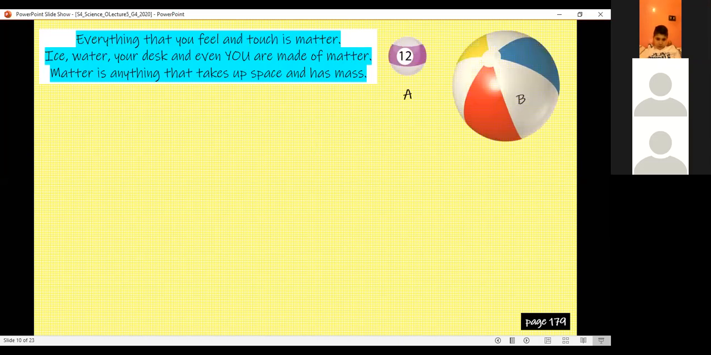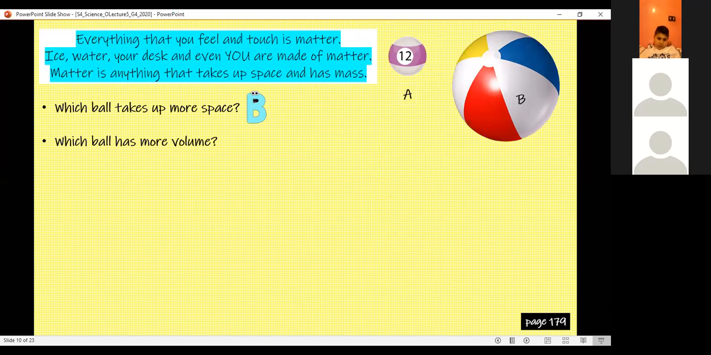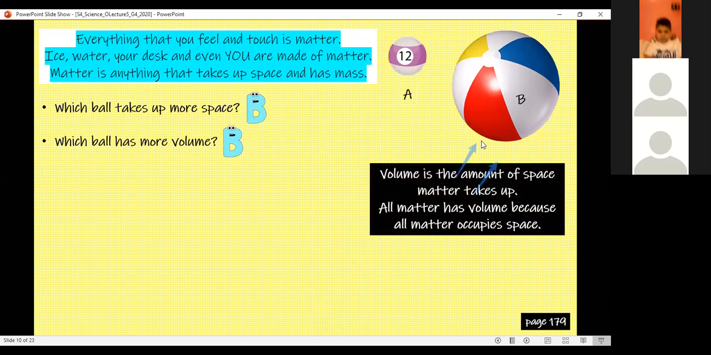Take a look at these two balls, A and B. Which ball takes up more space? B. So which ball has more volume? B. That's right. Space and volume are the same. So volume is the amount of space that an object takes. Okay? Ball B is bigger, it takes more space, so it has more volume.